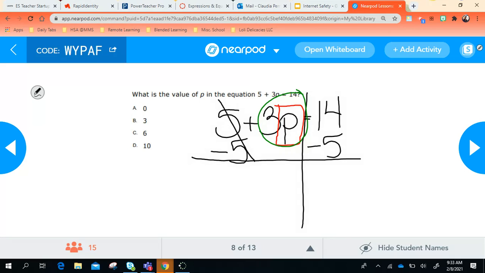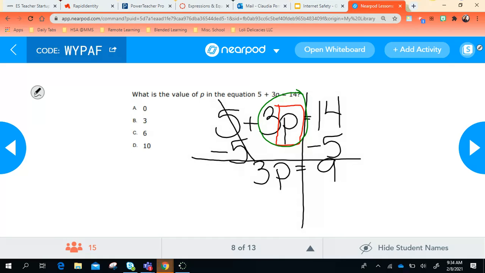Okay, so Yair, what's 14 minus 5? It gives me 9. Remember, especially with the two-step problem, we're always rewriting and rewriting. So I need to bring down my 3p. So now it looks like a one step. So when I have my number next to the p, what is happening?